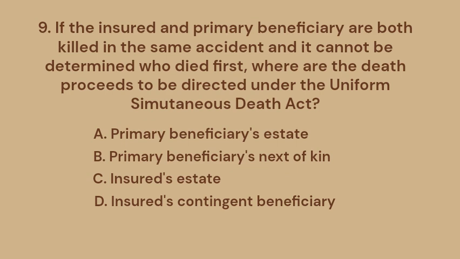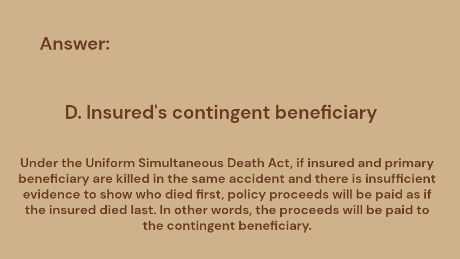9. If the insured and primary beneficiary are both killed in the same accident and it cannot be determined who died first, where are the death proceeds to be directed under the Uniform Simultaneous Death Act? A. Primary beneficiary's estate. B. Primary beneficiary's next of kin. C. Insured's estate. D. Insured's contingent beneficiary. Answer: D.